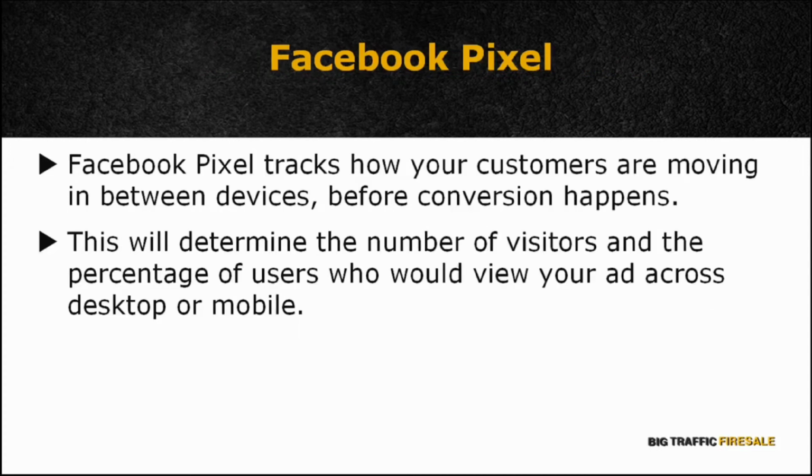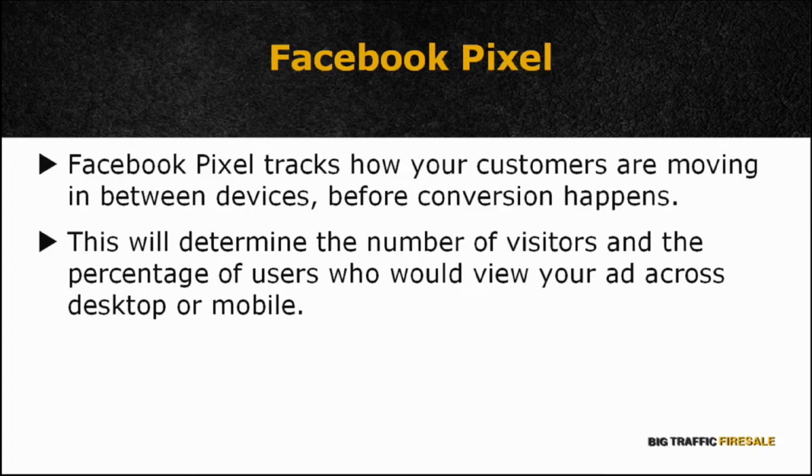Among the various interactions that Facebook Pixel is tracking, how your customers are moving between devices before conversion happens. This will determine the number of visitors and the percentage of users who would view your ad across desktop or mobile. Facebook Pixel will then optimize your ads to target people who are most likely to take action.